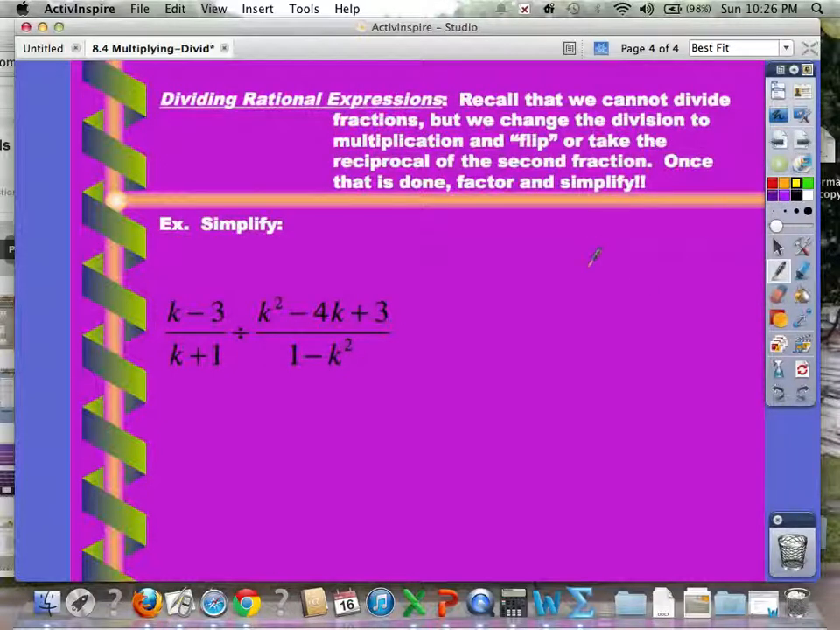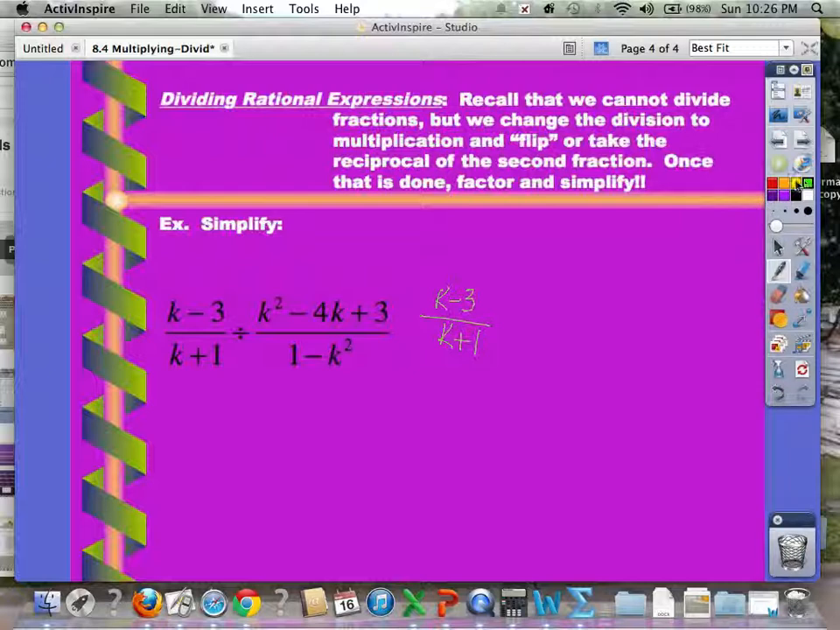All right, now when you're dividing rational expressions, remember, we really can't divide fractions, so we change the division to multiplication, and we flip, or take the reciprocal of, the second fraction. And once that's done, you're going to factor and simplify. So let's go ahead and change this to multiplication. So that's going to be k minus 3 over k plus 1.